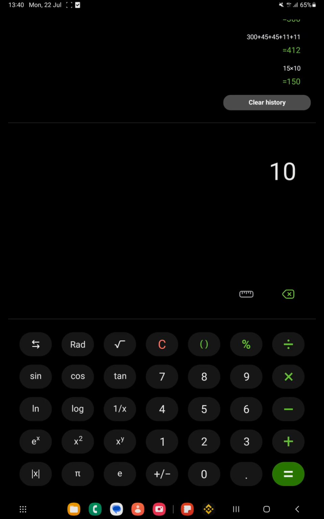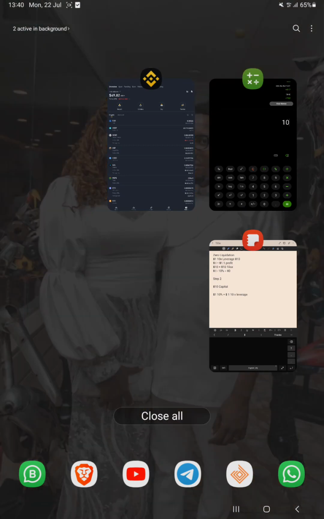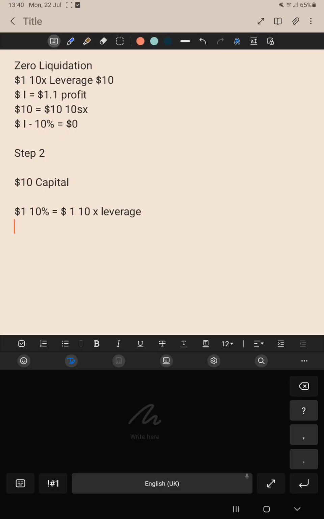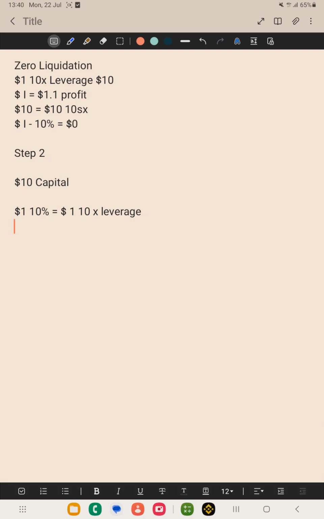And this is where it becomes interesting, and this is what I really want to talk about. How do you increase your profits on this method of zero liquidation? You need to have a steady capital investment.